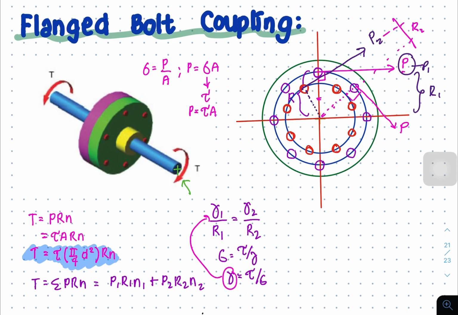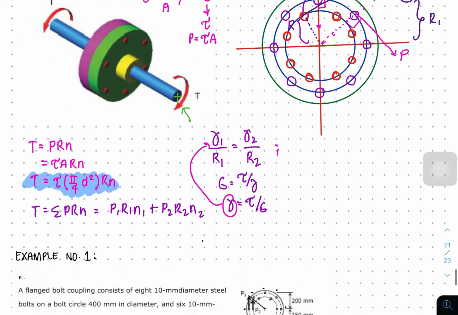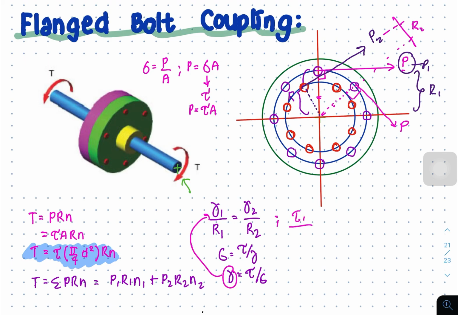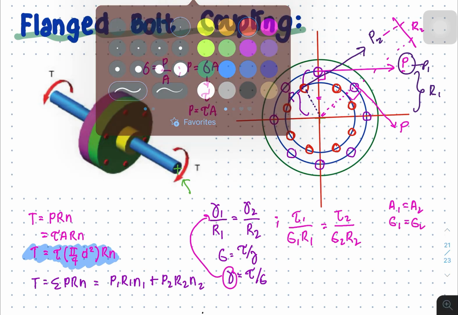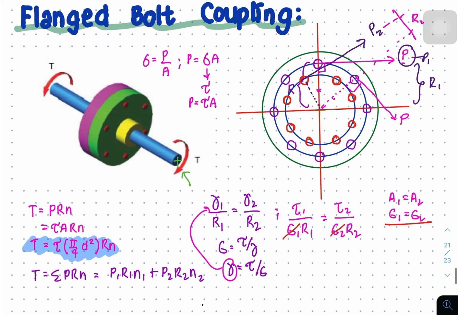If we substitute the value of strain here, we get the stress over G times the radial distance. What I mean by that is it will give us stress 1 over G1 times R1 is equal to stress 2 over G2 times R2. If we assume that the bolts have the same diameter, then area 1 is simply equal to area 2, and if the bolts are made of the same material, they have the same shear modulus, so G1 is equal to G2, and we can cancel out G sub 1 and G sub 2.